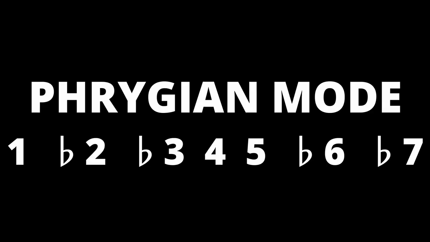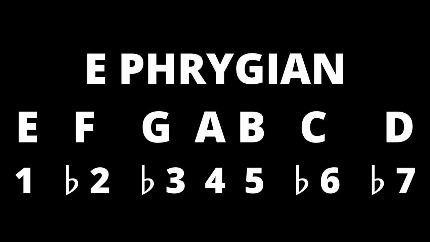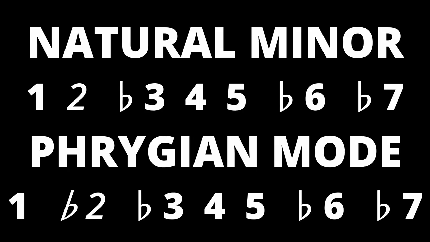The Phrygian mode has the scale degrees 1, flat 2, flat 3, 4, 5, flat 6, and flat 7. E Phrygian therefore has the notes E, F, G, A, B, C, and D. The only difference between the natural minor scale and the Phrygian mode is the flat second note.